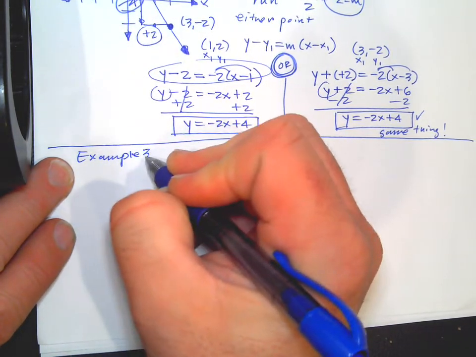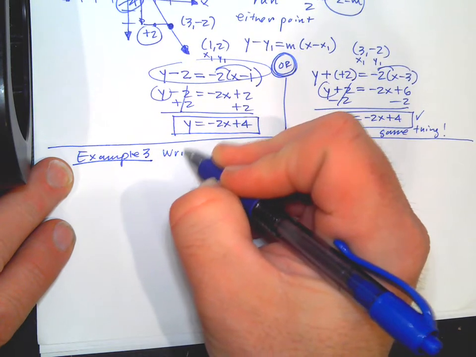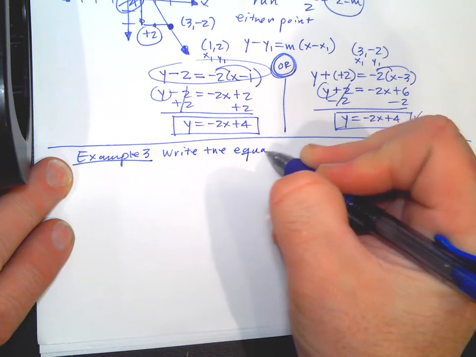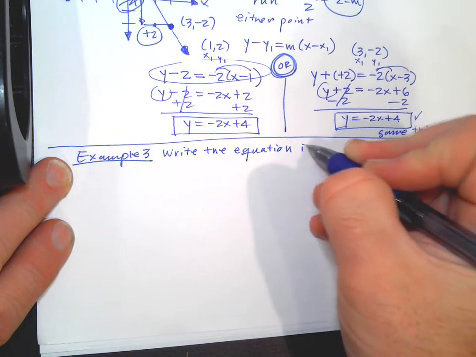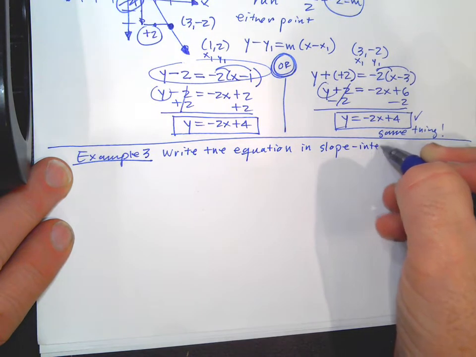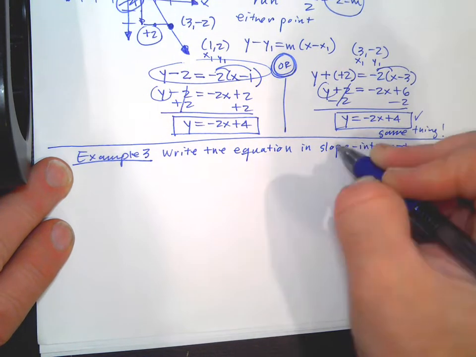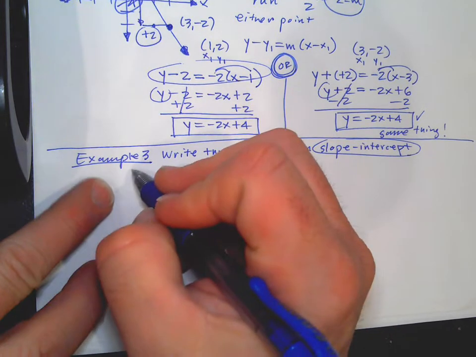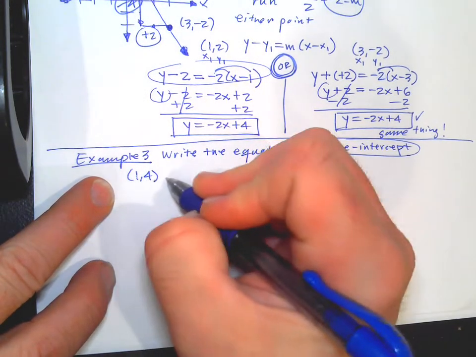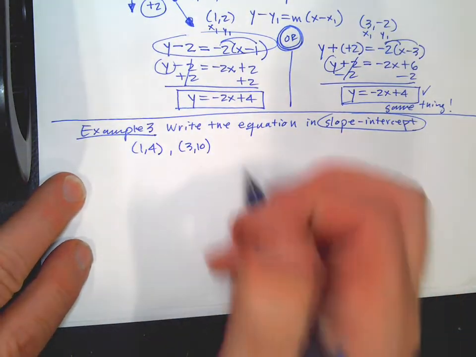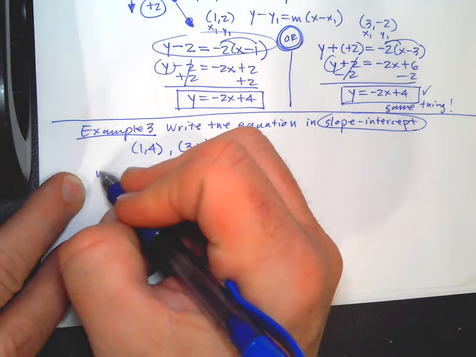Okay, example 3. Write the equation in slope-intercept. So again, we're doing slope-intercept, which is what we were doing last section. But you can probably bet we're going to need to do point-slope first. So this time I'm giving you 2 points, which we've had to do problems like that before. We need to find the slope, just like we usually would.